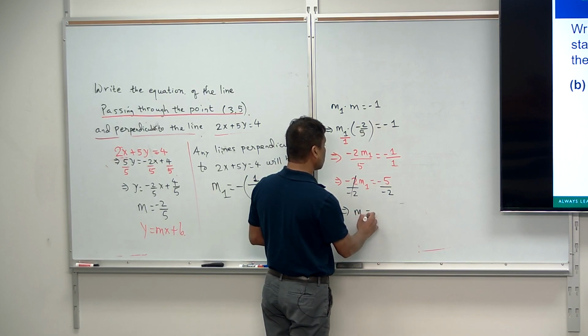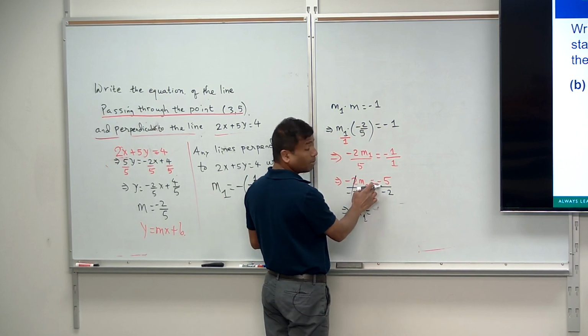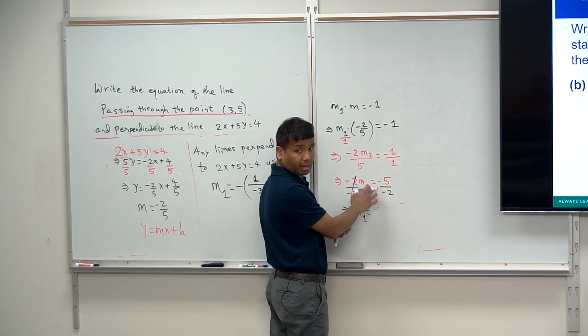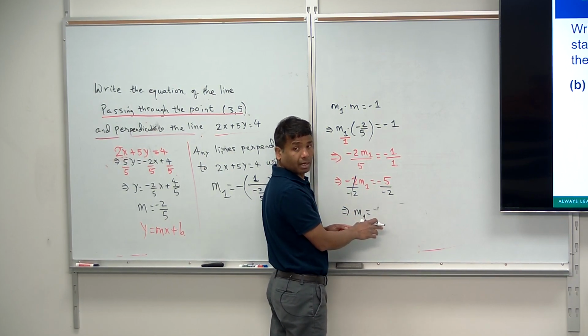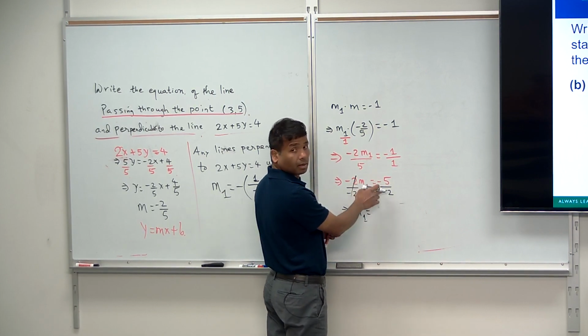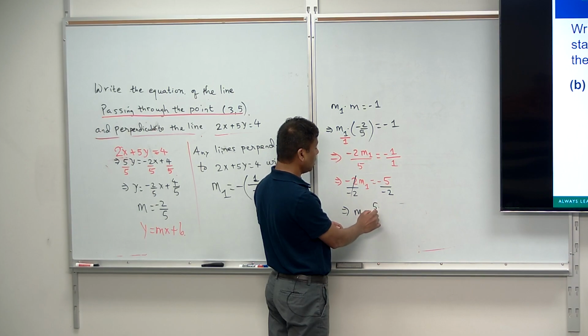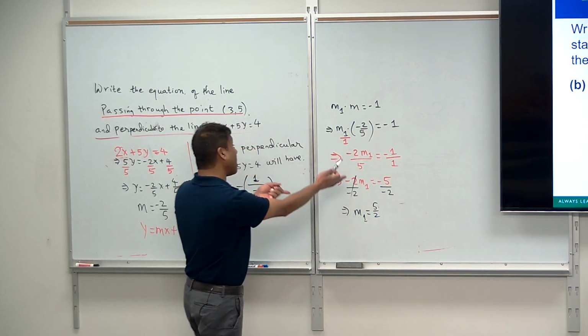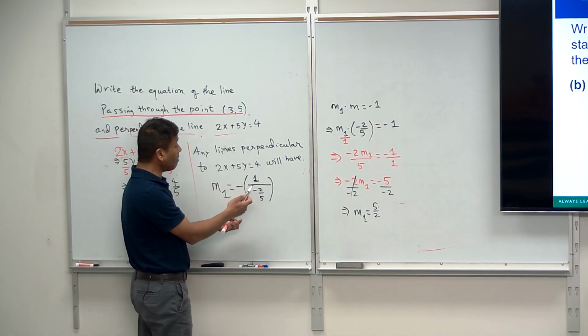So m1 equals negative 5 over negative 2, but you see negative on the numerator and negative on the denominator, so you cancel them, right? So what will this be? Yeah, 5/2. You can do it that way, or you can do it this way. It's the same thing. You see?